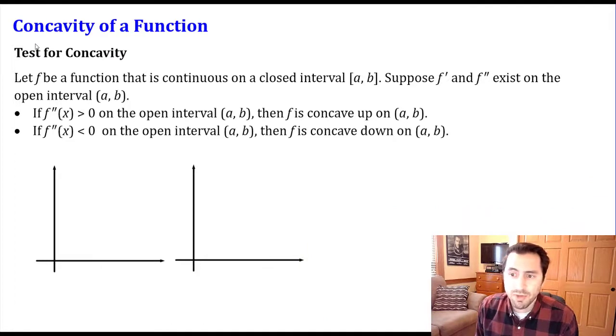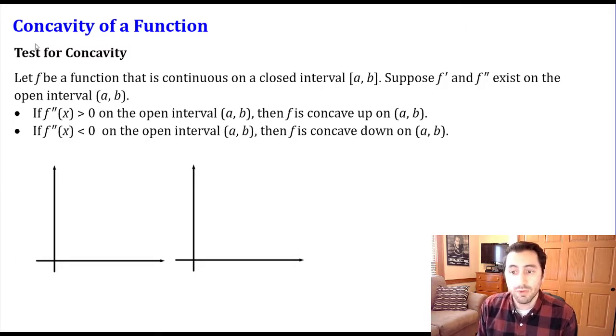It says let f be a function that is continuous on a closed interval from a to b. And we also need the first derivative and the second derivative to exist on this interval. The test for concavity: if the second derivative of x is greater than 0 on the interval, then the function is concave up. And if the second derivative is negative, if it's less than 0 on that interval from a to b, then our function is concave down.